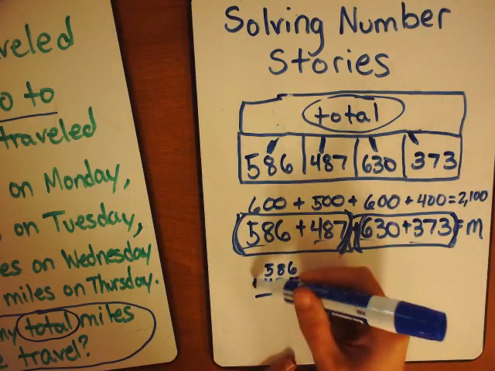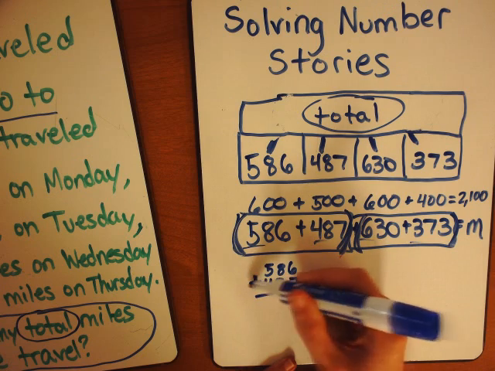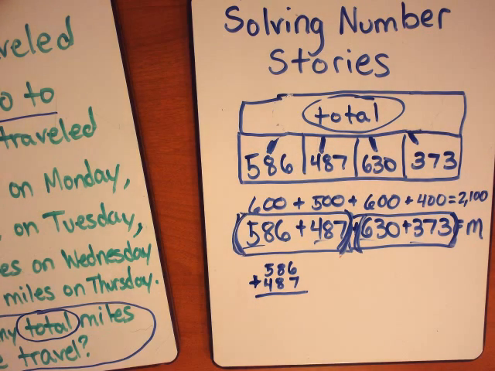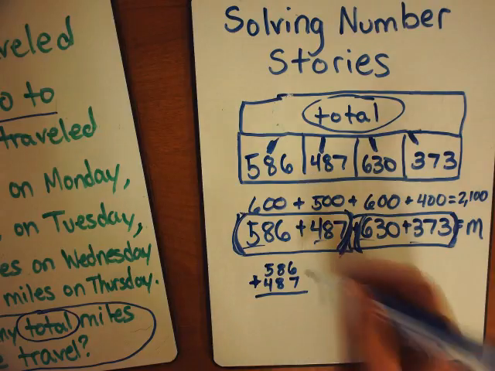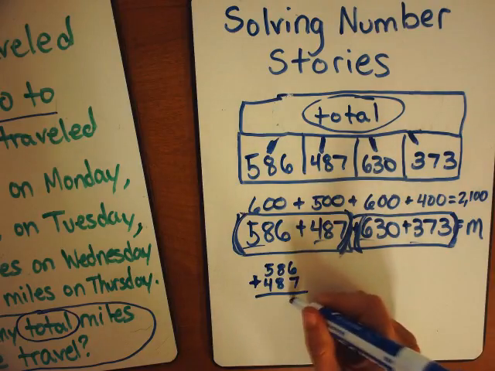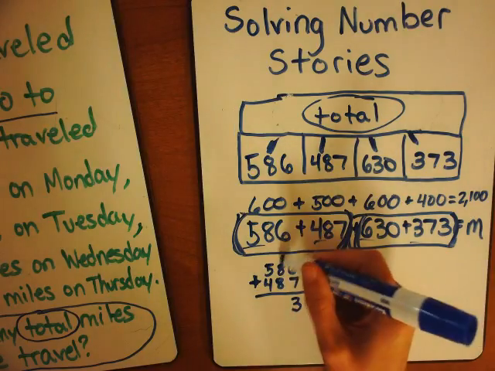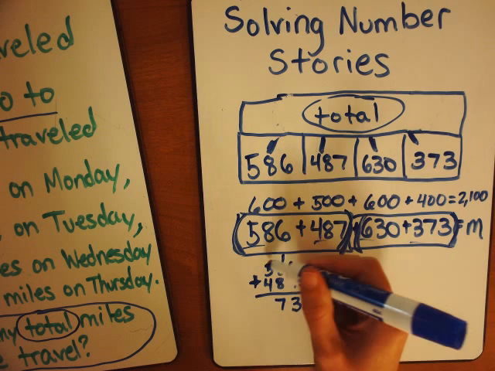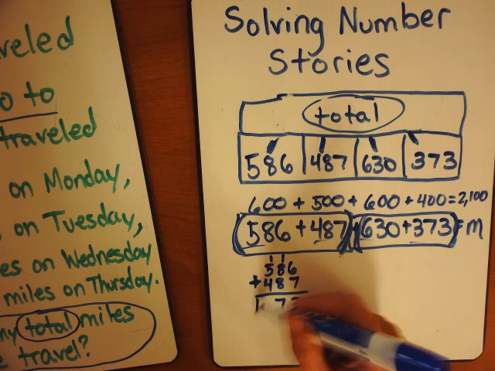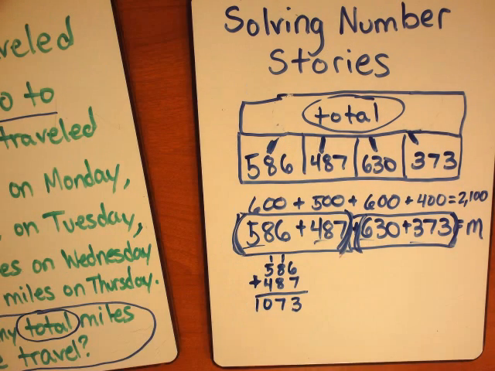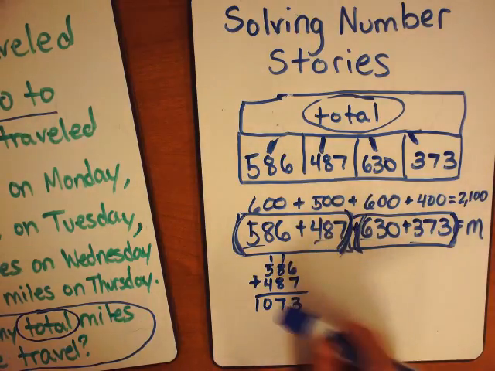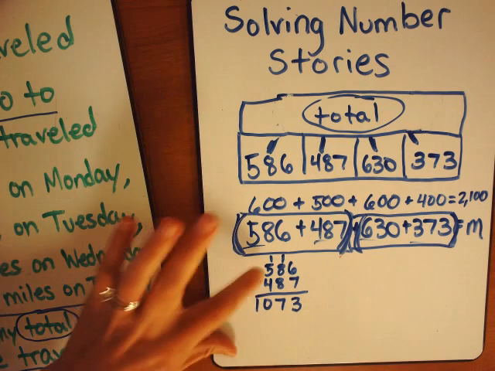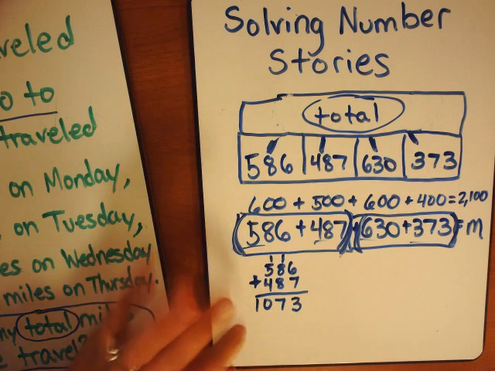I'm going to do just traditional, but you can follow along and do any way that you like. Okay, so I knew 6 plus 6 was 12, so one more was 13. 8 plus 8 was 16, one more was 17. 5 plus 4 was 9, one more made 10.